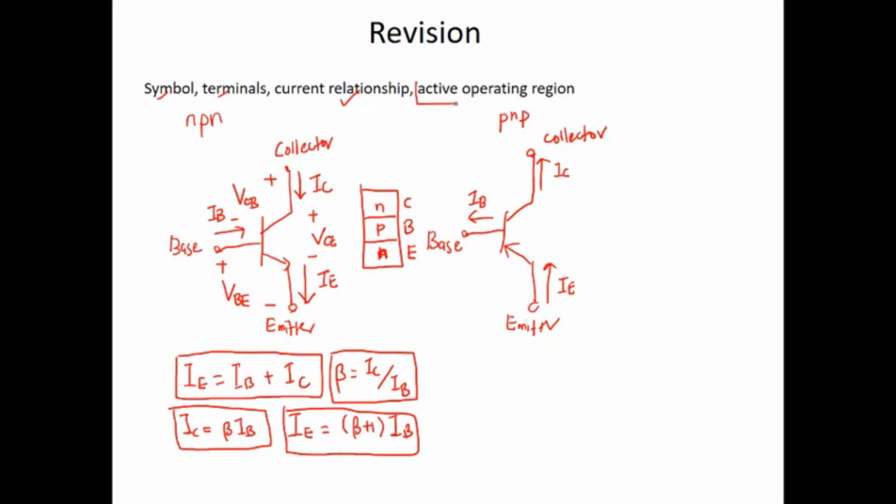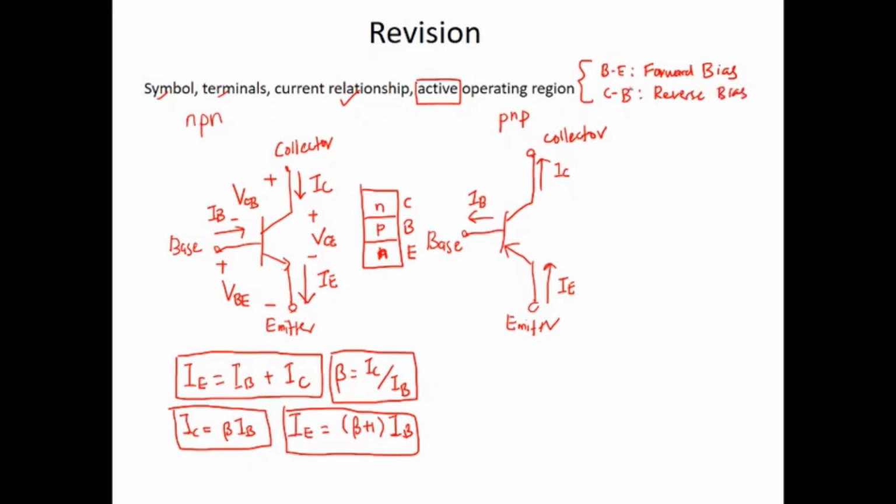When the BJT operates as an amplifier, the BJT needs to be biased so that the location of the operating point is in the active operating region. The active operating region is where we bias the base emitter junction to be forward bias, and the collector base junction to be reverse bias.